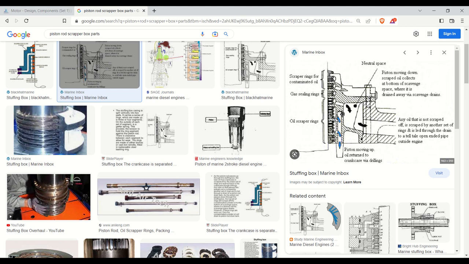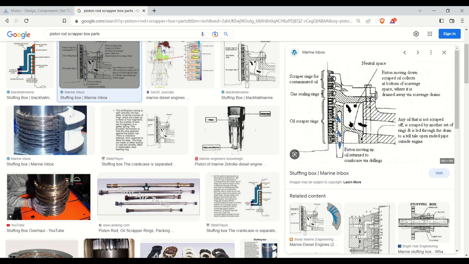Piston moving up, oil returns to the crankcase via drilling. Piston moving down, scraped oil collected at the bottom. Yes, this is the piston. The oil is being collected here, and any oil that is not scraped off is scraped by another set of rings and then led to the drain, to the telltale hole, open ended outside the engine.